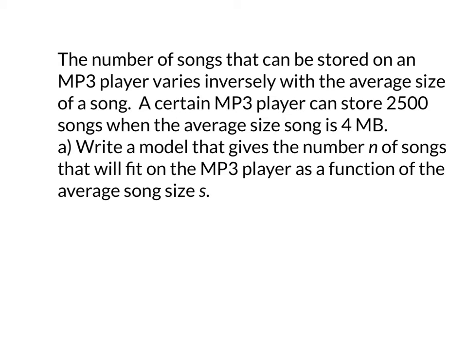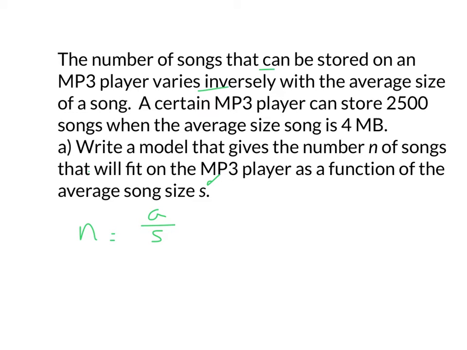All right, the number of songs that can be stored on an MP3 player varies inversely with the average size of a song. A certain MP3 player can store 2,500 songs when the average size of a song is 4 megabytes. So write a model that gives the number of songs n. Okay, and this says the number of songs varies inversely. So I'm going to say n equals a over s, where s is the size of a song. So that's what it's going to look like.